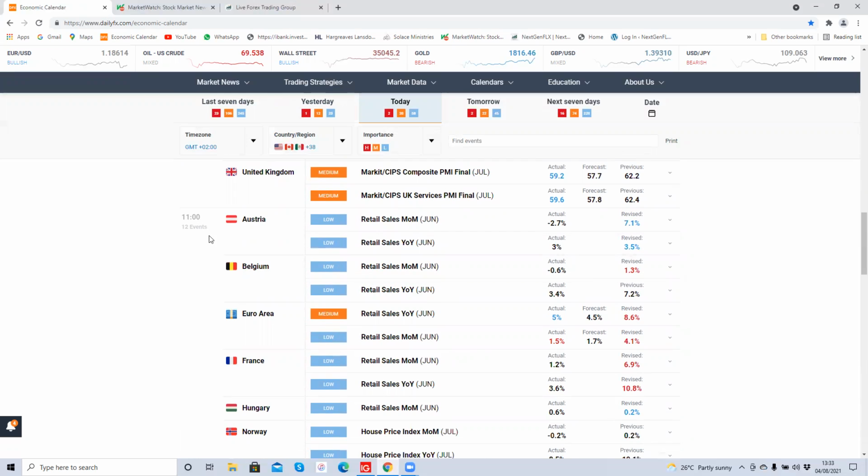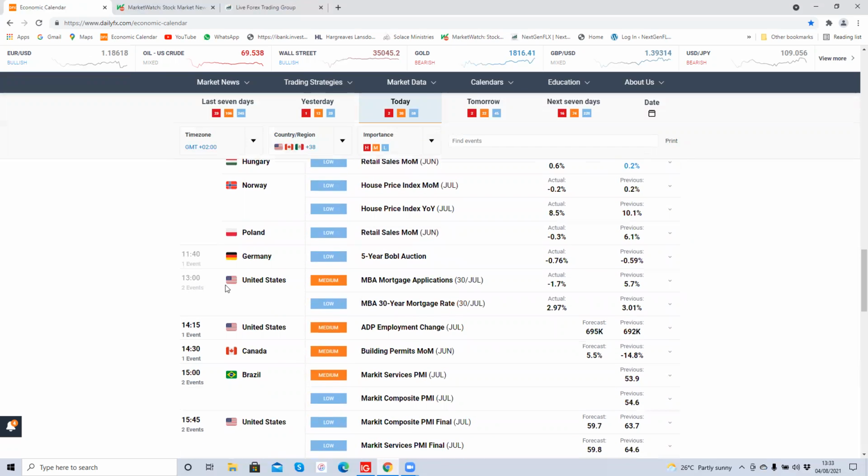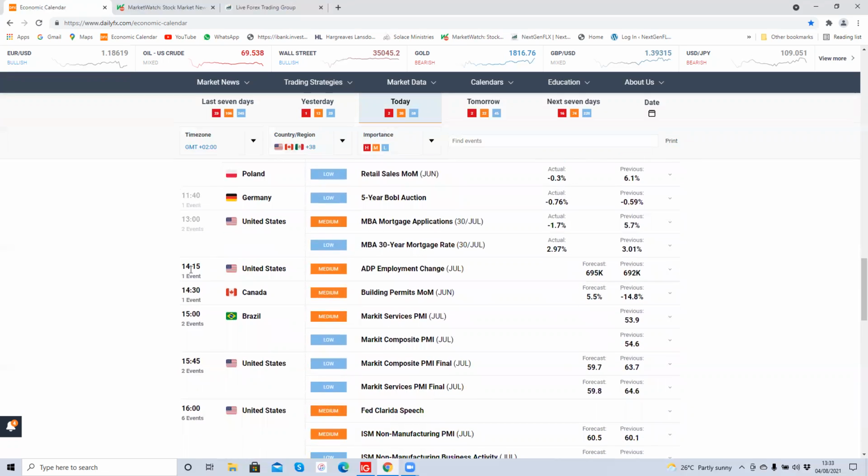At 11 o'clock, we had the retail sales from the Euro area, which are a report of medium importance. That's come and gone. But again, that's nothing that will stop you trading. At 1 p.m., we had the MBA mortgage applications, anything to do with the housing market. It's good to note it and check your trades around that time. But that's come and gone at 1 p.m. GMT plus 2. And at 2:15, we have the ADP employment change. Again, nothing to worry about that one.